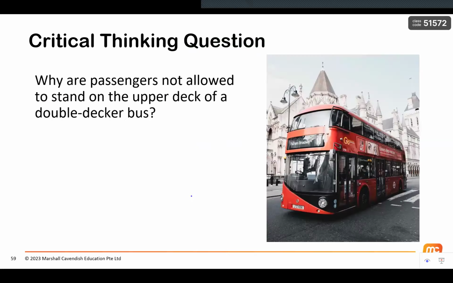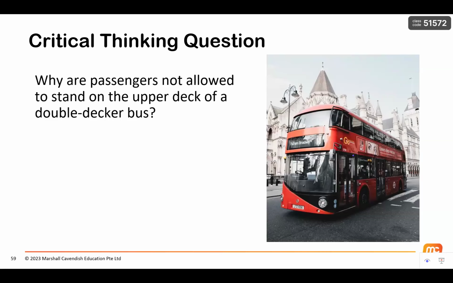Okay, next one. This is a thinking question. Why are passengers not allowed to stand on the upper deck of a double-decker bus? So you take a double-decker bus, you will see that at the upper deck, there can only be sitting passengers. There can be no standing passengers on the upper deck. Okay, this is for safety reasons.